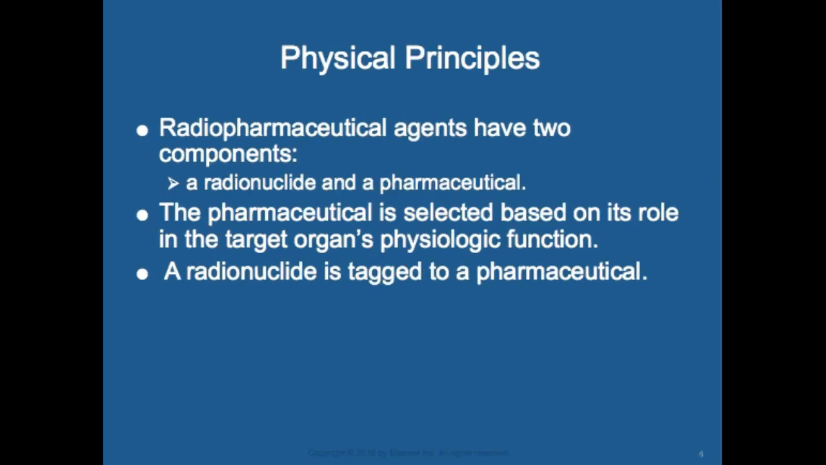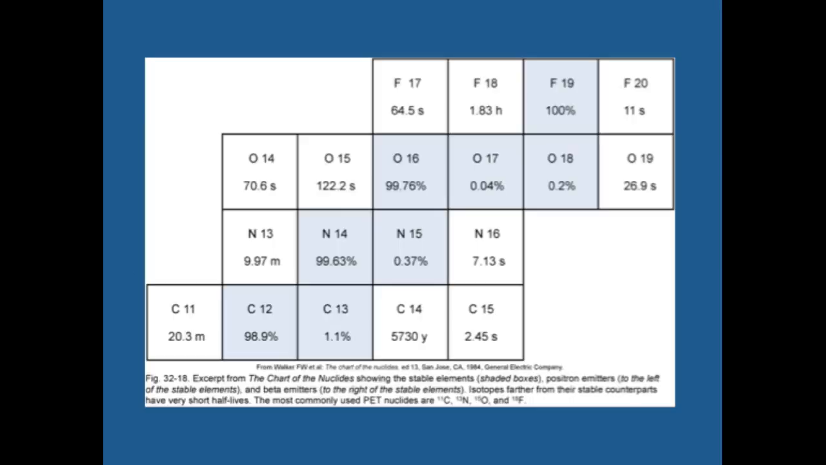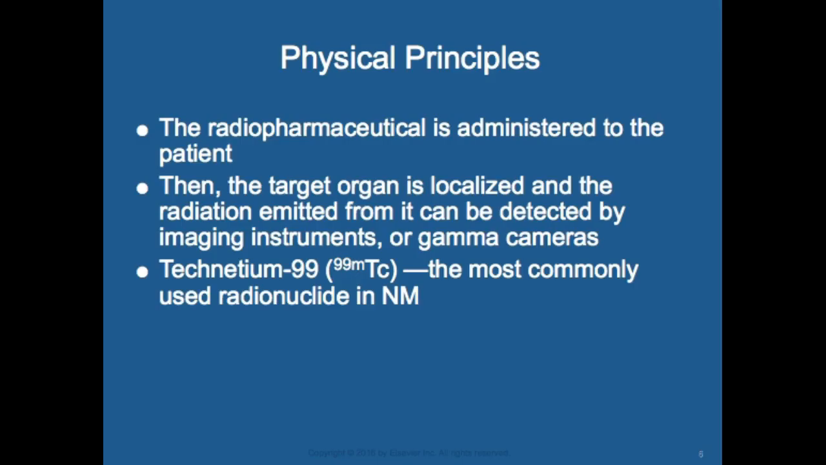So the physical principles: radiopharmaceutical agents have two components, a radionuclide and a pharmaceutical. The pharmaceutical is selected based on its role in the target organ's physiological function. So it's going to be targeted just for that organ. So a radionuclide is tagged to a pharmaceutical. So here are some of them.